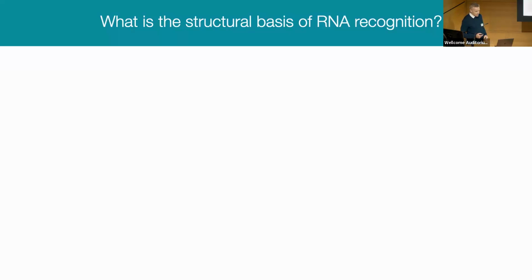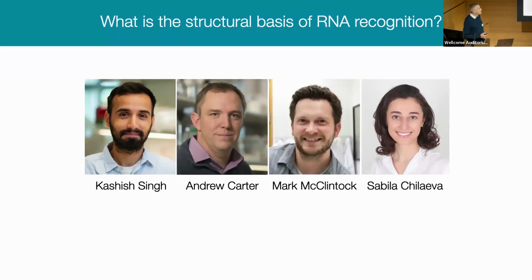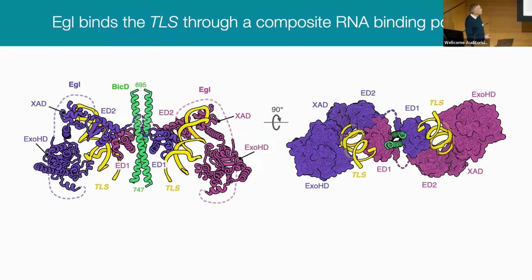Then a few years ago, inspired partly by David's continued enthusiasm for this question and advances in cryo-EM, we decided we'd have another crack at this, and we collaborated with a superb structural biologist in Andrew Carter's lab at the LMB called Kashish Singh. Kashish worked closely with Mark and Sabella in my lab to tackle this again. This slide shows the first result from this collaboration, a cryo-EM structure of the egalitarian BicD complex bound to a localization signal from a transcript called K10. That localization signal is called a TLS.